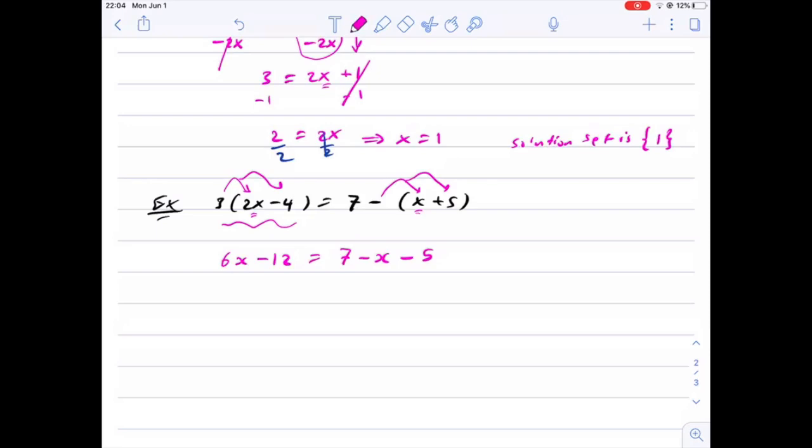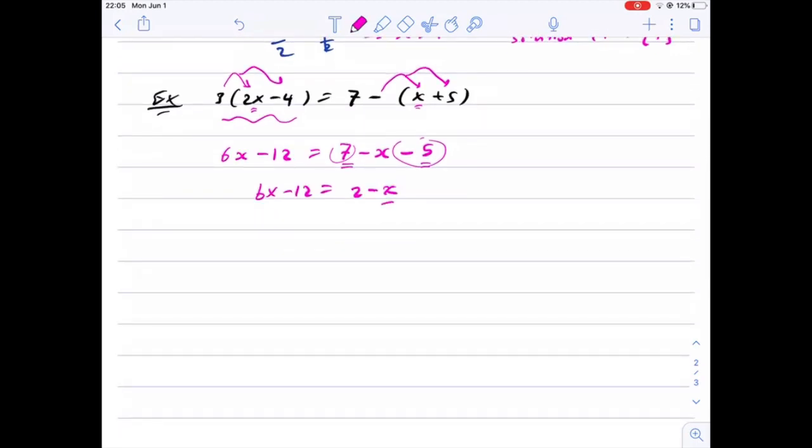As we can see, we have x. Now, before we simplify, look at the right-hand side. We have 7 and minus 5. So let's write this as 2, because 7 minus 5, they are two numbers, we can subtract them. So we have 2 minus x on the right-hand side, and 6x minus 12 on the left-hand side. Now, since we have x written twice, we need to get rid of the smaller one. The smaller one is negative x. So we add x to both sides. This becomes 0. We have 6x plus x, that's 7x, minus 12 equals 2.